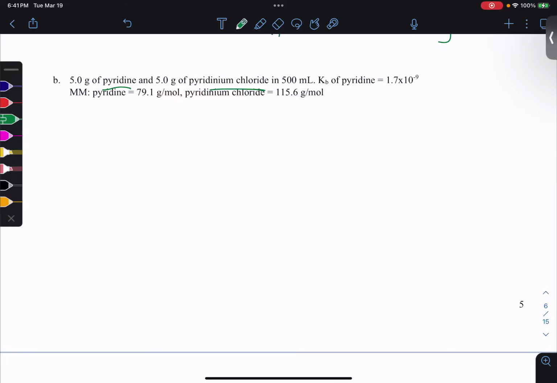If you don't know, just look at the information given. I give you the Kb of pyridine. So pyridine is probably a base. Therefore, pyridinium chloride is probably its conjugate acid, so HB+. So if I convert both of these into moles using the molar mass, can I put those into the base to acid ratio directly? Yes, you can, because you're adding the base and you're adding its conjugate acid.